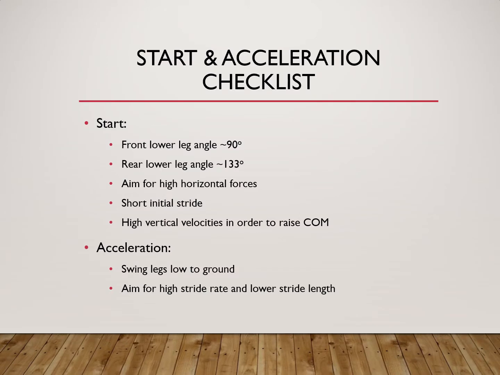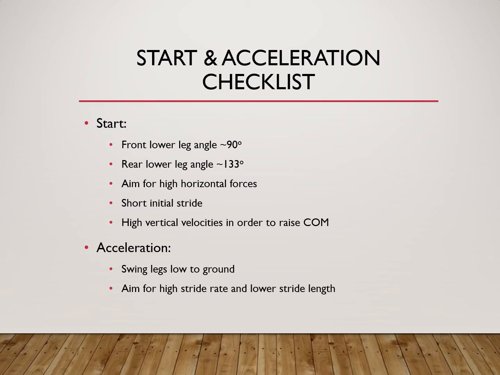So from an acceleration perspective, when we're thinking about the start point before we start running, we need to think about our leg position. We need to ensure that our front lower leg angle is around 90 degrees and our rear lower leg angle is about 130 degrees. In this phase, we're aiming for much higher horizontal forces during the acceleration phase.